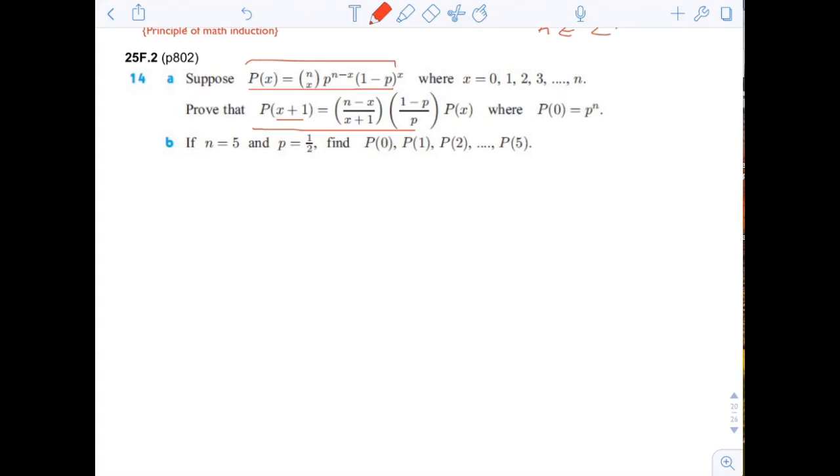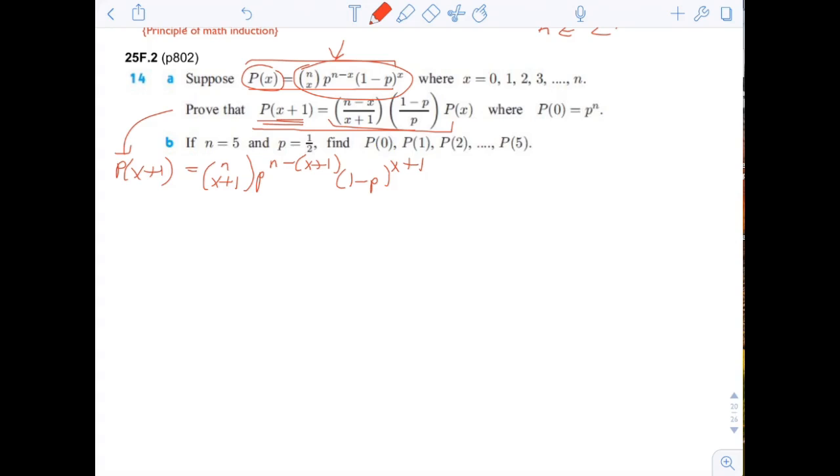So, let's write out this case. So if we have the probability of x plus 1, we're going to take the left side, which is just this part, and we're going to eventually show that it's like this side. First thing we're going to do is use the probability formula for binomial distribution, except instead of x, we're going to put in x plus 1, right? So we're going to do everything exactly the same, except we're going to put in x plus 1. P of x plus 1. Now, what we want to do is make it look as much as possible like this, so that we can replace it with P of x.